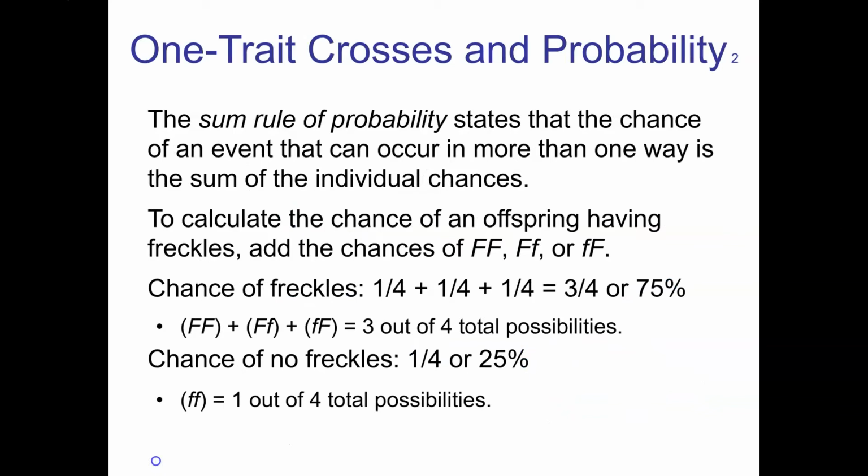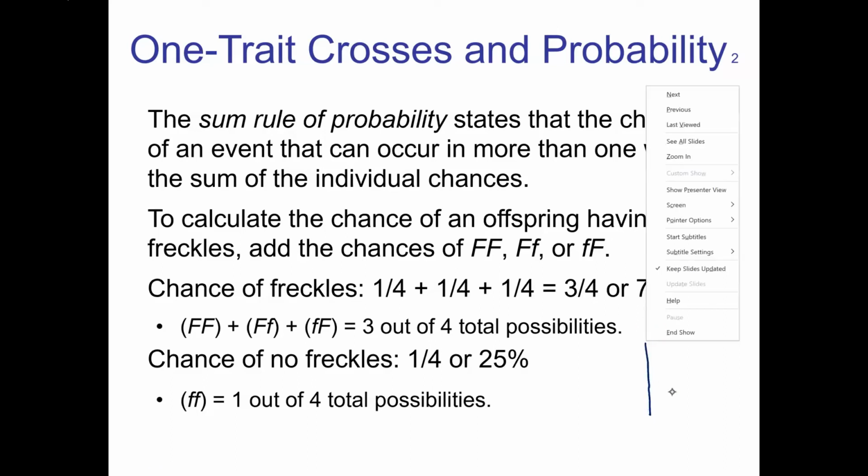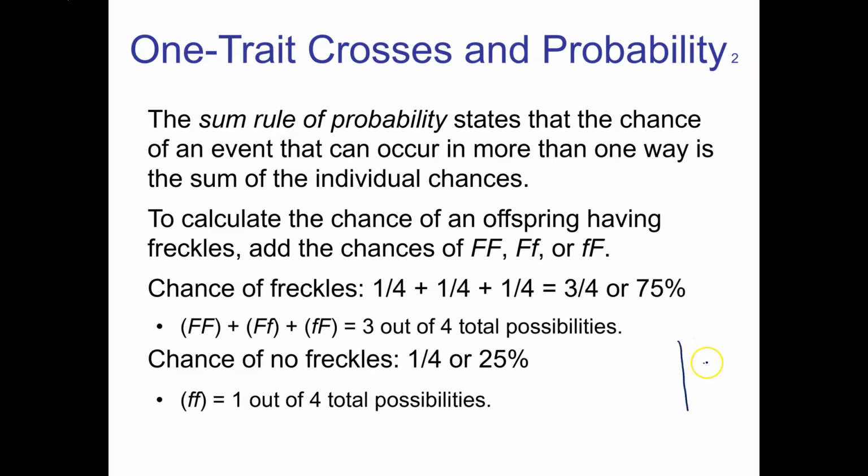The sum rule of probability states that the chance of an event that can occur in more than one way is the sum of each individual chance. So if you have someone who has a chance of having freckles, where freckles is dominant, I'm going to show you again. I'm just going to draw that Punnett square. I have a big F, little f, big F, little f, and remember, big F something equals freckles.